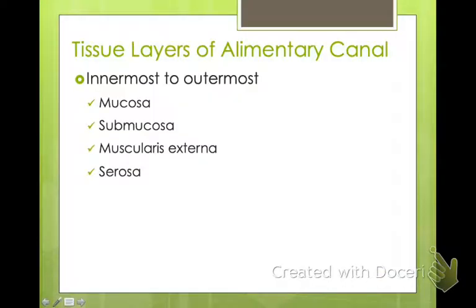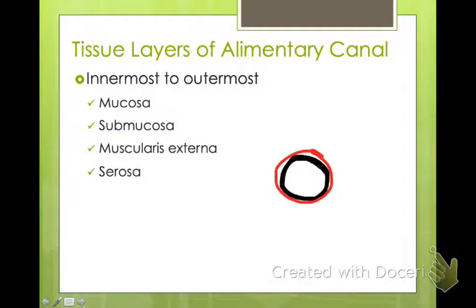There are 4 layers to the digestive tract, 4 tissue layers, and that first innermost layer is called the mucosa. So I'm just going to draw that innermost layer. So that's the layer that the food's actually going to touch when it goes through the digestive system. The second layer is called the submucosa, and we'll talk about what's in each of these layers as we go through the PowerPoint. So there's a second layer.